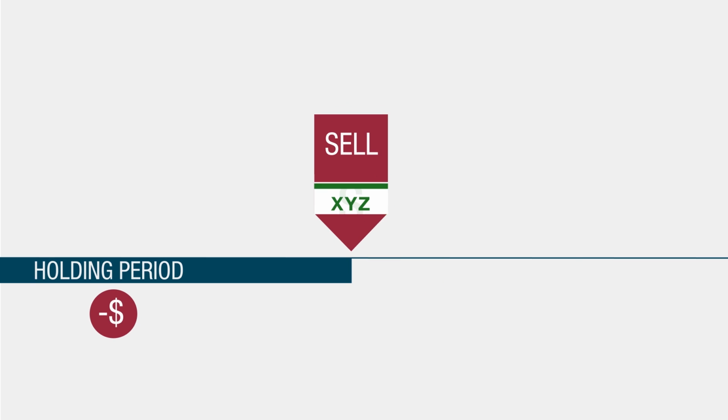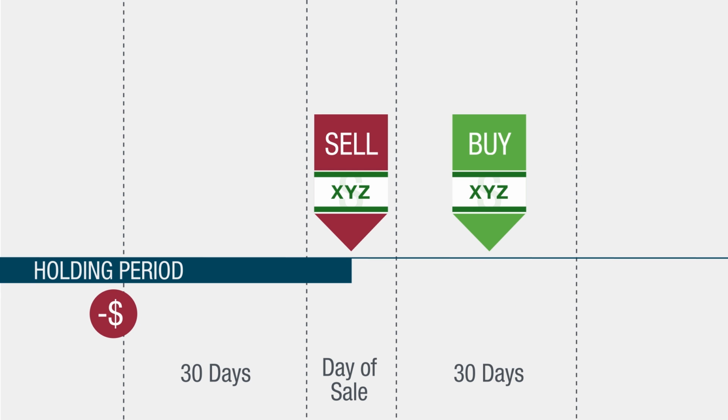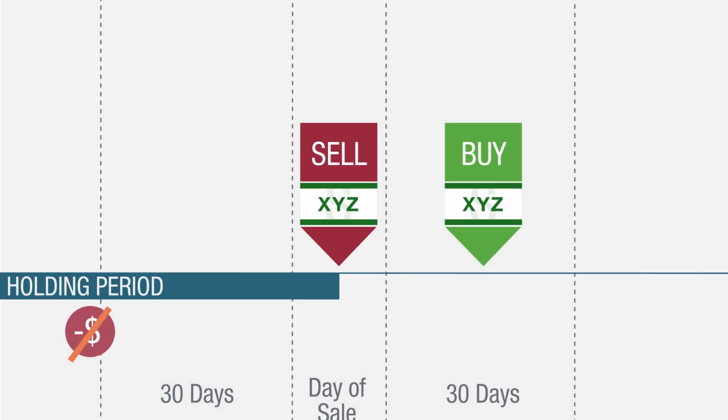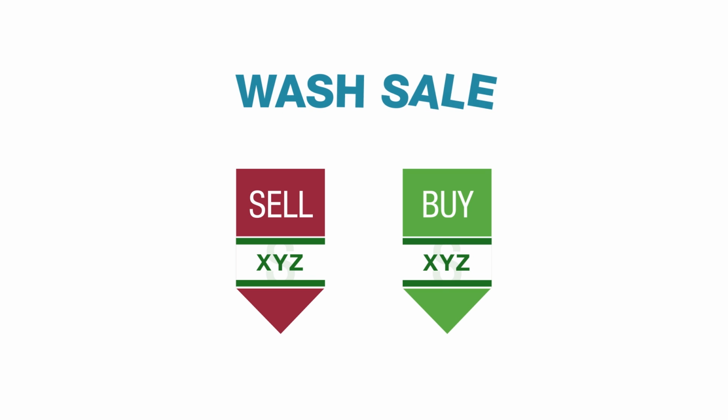A wash sale can be one of the more confusing rules when it comes to reporting your capital gains. In a nutshell, here's the rule. If you sell a security at a loss, and within 30 days before or after that sale, buy the same, similar, or related security, the loss is disallowed and cannot be claimed. These two actions, the sale and the purchase of the same or substantially similar security, are called a wash sale.